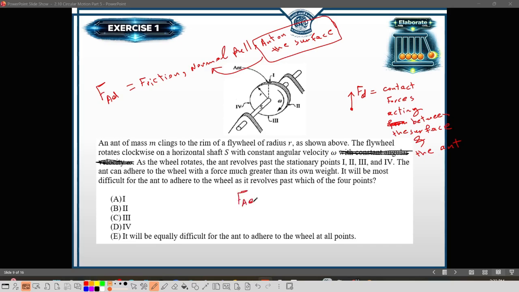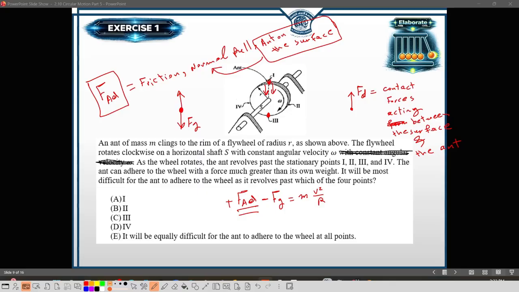Now the FAD is acting upward. So the net will be acting upward because we want to stick to the wheel. And the second force acting here for sure is the force of gravity. Now, since the adhesion force is upward, the adhesion force is positive and the force of gravity is negative, which is equal to mv squared over r. So this adhesion force should be greater than gravity to overcome the gravity and maintain the ant on the surface here. However, here, no need to apply force because nothing is pulling the ant upward.